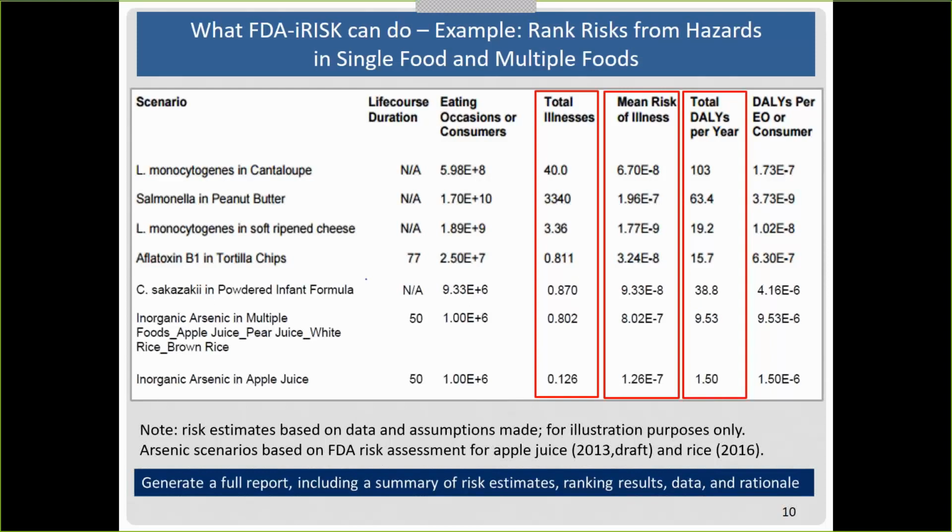FDA-iRISK can evaluate risk scenarios for multiple foods, such as the inorganic arsenic in juice and rice scenario listed here. And it can consider separately uncertainty and variability. Later on in the demo, Greg will show an example of using FDA-iRISK to conduct what-if scenarios to predict the effectiveness of various interventions for specific food safety problems. With that, I will hand it over to Yuan.